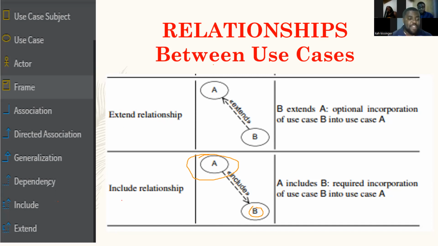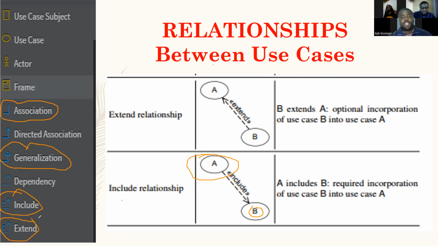And now in StarUML, this is a relationship here. Include and extend. Permit me, I forgot to show you. This is a relationship, association. This is a relationship within association, generalization. This is a relationship, generalization. So most of those relationships are found here. Once we go to our demo, we are going to understand fully.